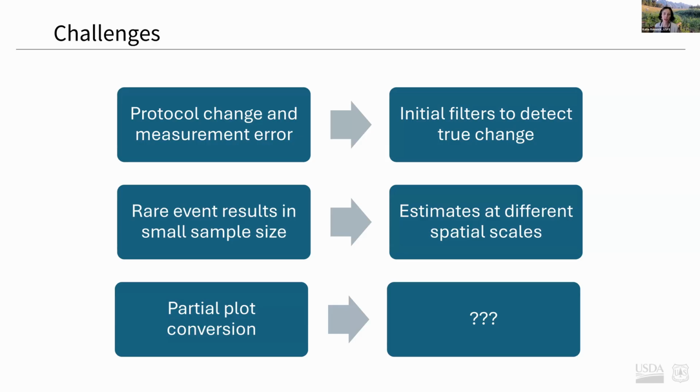The final challenge was partial plot conversions. And what I mean by that is just that it was very rare to see a plot that started out 100% forest and became 100% agriculture. What we were seeing instead was small amounts of forest conversion at the margins of agricultural fields, so typically just a portion of an FIA plot. And that may have some implications in terms of our estimation techniques. It's not a problem that I've solved, but I wanted to mention it here, and I will come back to it again at the end, just in case anybody in the audience has ideas.